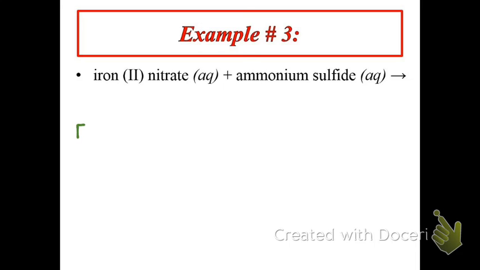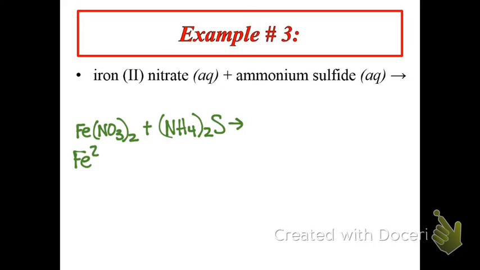Alright, so we have Fe(NO3)2 plus (NH4)2S. So a little bit more complicated though, because it has some polyatomics. Still break it down. Fe with a 2 plus charge, NO3, 1 minus charge, NH4, 1 plus charge, S with a 2 minus charge.